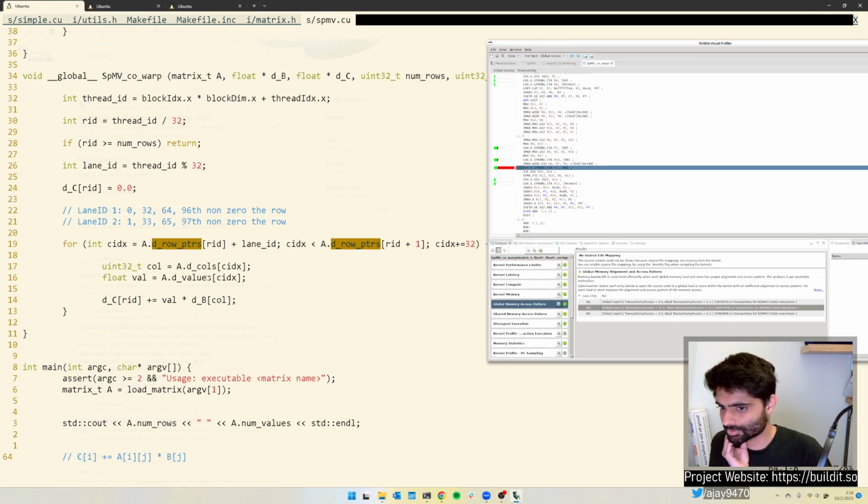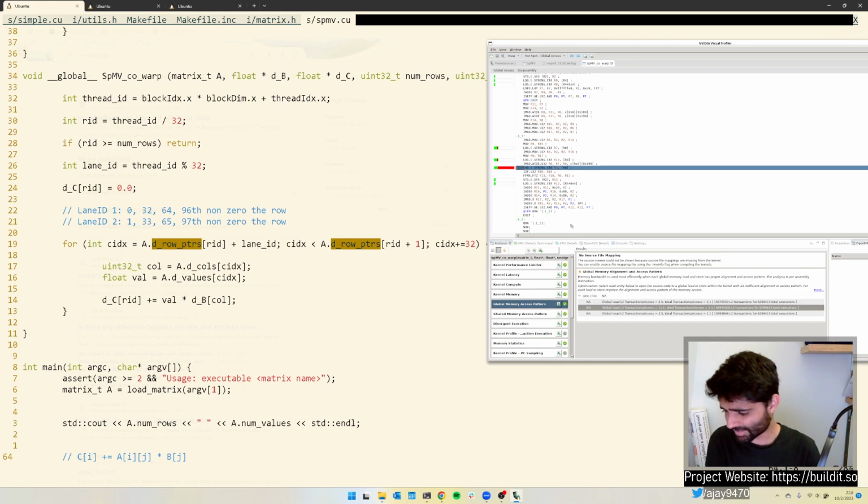One access into the columns array and the values array. These two are actually pretty good now. If you look at these loads, they're decent. They're not too bad. But this load from the d underscore b is awful, because what is happening is we're using the column index, which is an indirect access to go into it. The memory accesses are not coalesced in this case.